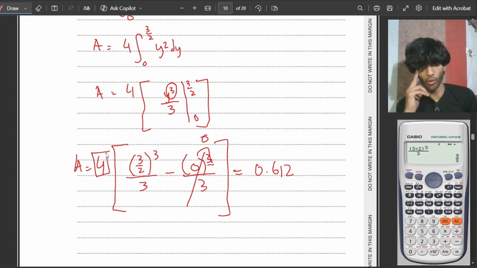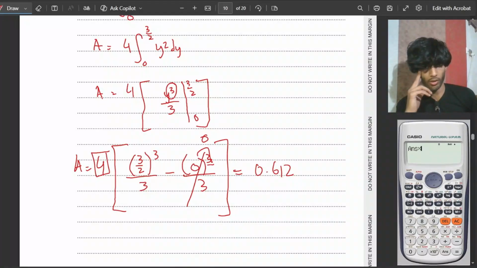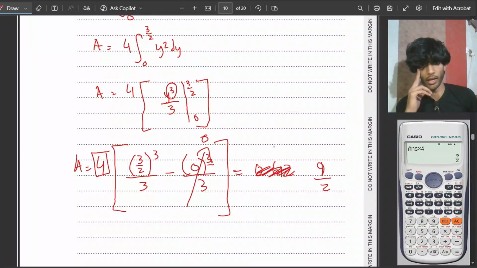And then remember, we have a 4 over here, so we're going to multiply that inside the bracket. If we multiply it, we're going to get 9 by 2. So the answer is going to be 9 by 2. Okay, so we can move on to part B right now.